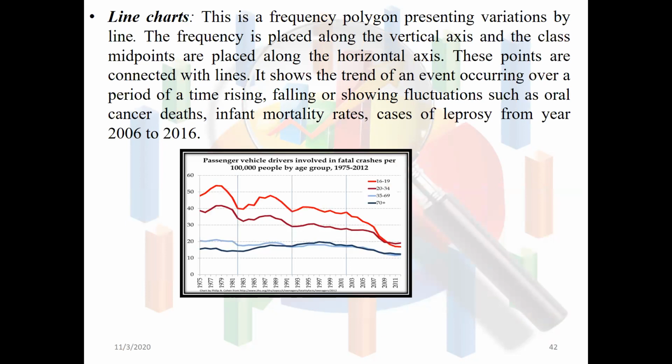Line charts. This is a frequency polygon presenting variations by line. The frequency is placed along the vertical axis and the class midpoints are placed along the horizontal axis. These points are connected with lines. It shows the trend of an event occurring over a period of time, rising, falling, or showing fluctuations, such as oral cancer deaths, infant mortality rates, and cases of leprosy from year 2006 to 2016.